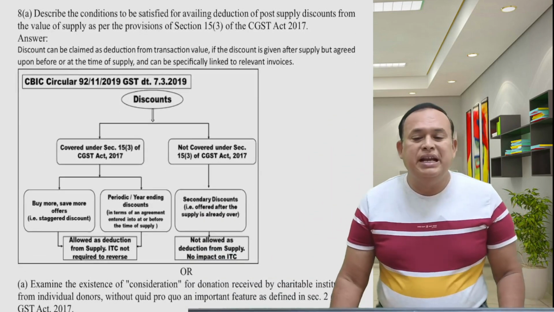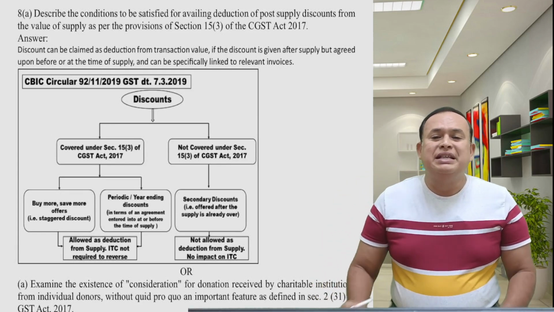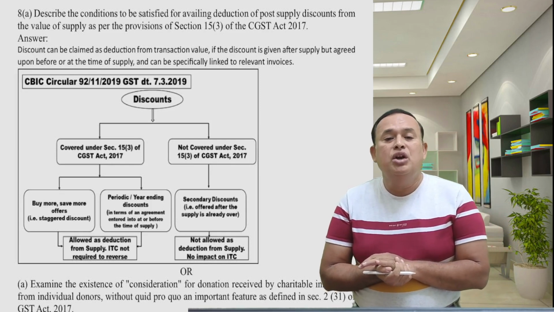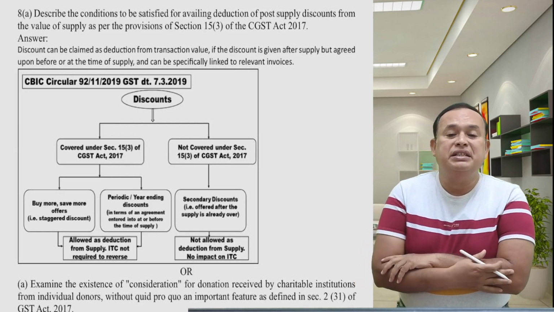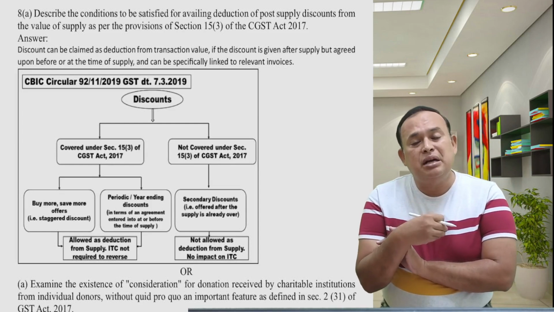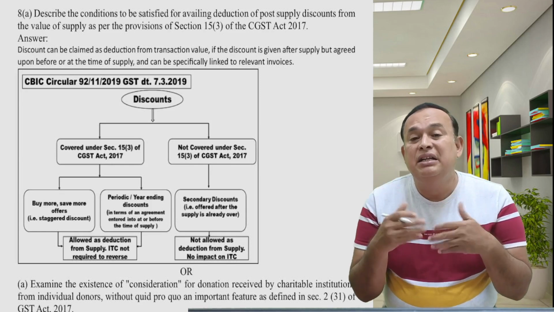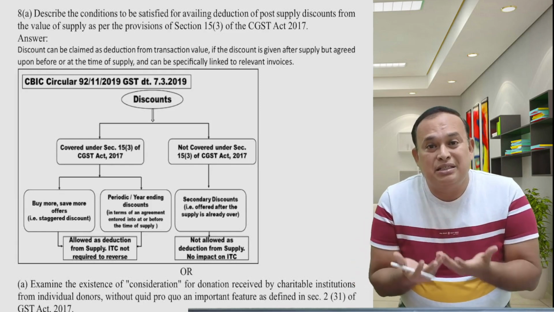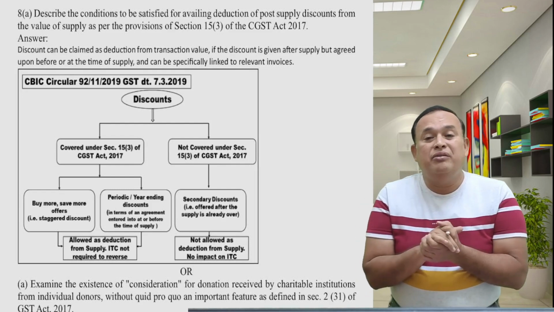Further, question number 8A. Describe the conditions to be satisfied for availing deduction of post-supply discount from the value of supply as per the provision of section 15(3) of the CGST Act. Very good, excellent, practical point. I supply the goods, I supply the services, after raising the invoice, I am providing discount. Such a discount is a post-supply discount. If so, it is allowed as a deduction from the value of supply.